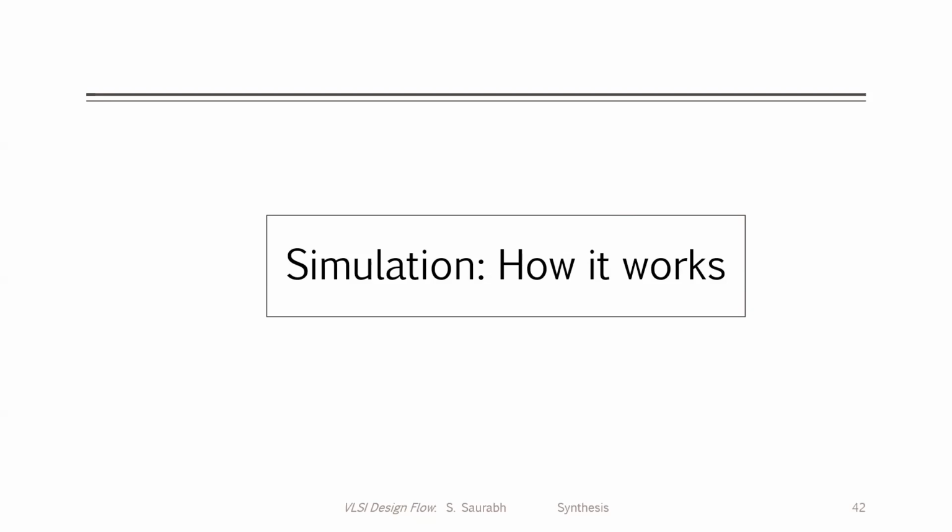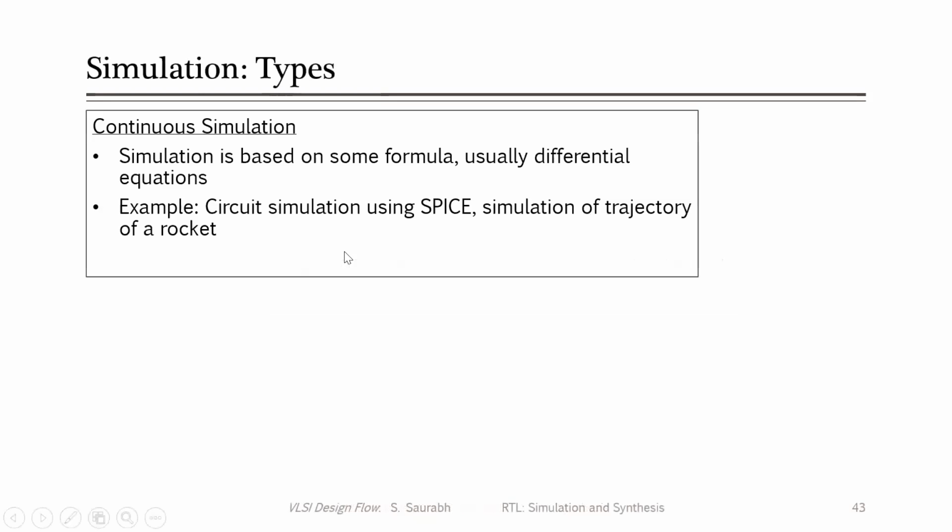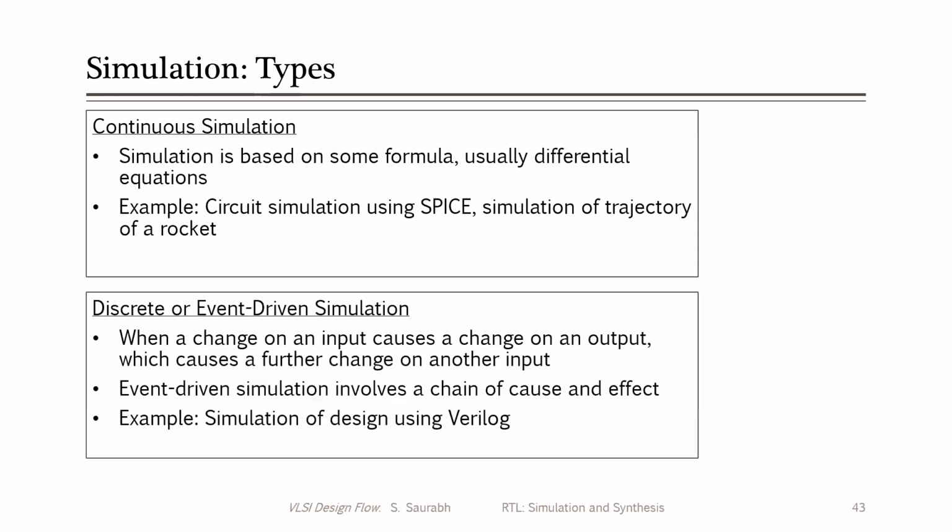Now we'll see very briefly how simulation works. There are two types of simulation. One is continuous simulation, which is based on some formula or a differential equation that needs to be solved. For example, circuit simulation using SPICE, or simulating the trajectory of a rocket, are continuous simulations. You do it based on your formula, and you find some output for a given duration, right?